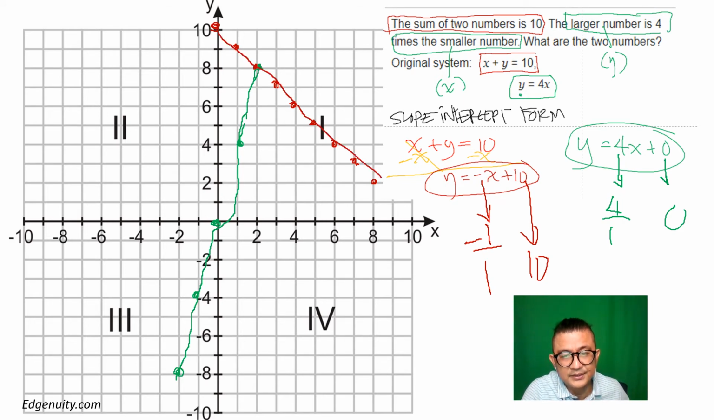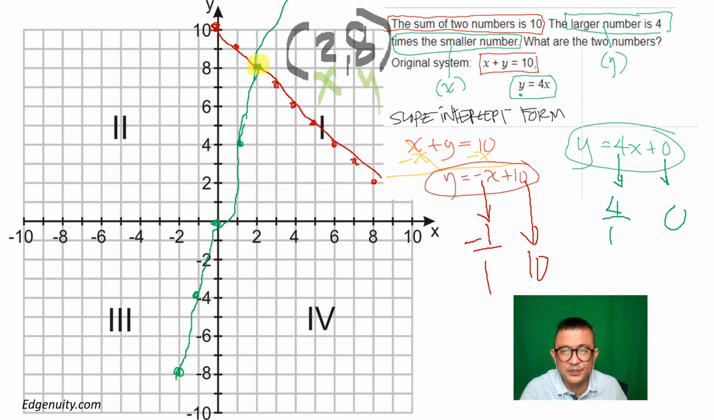The red one will connect. And where did they meet? I don't need to show it. It's already there. They met at a certain point. This point is what? That point is 2, comma 8. What do we mean by that? 2 is the x, and 8 is the y.